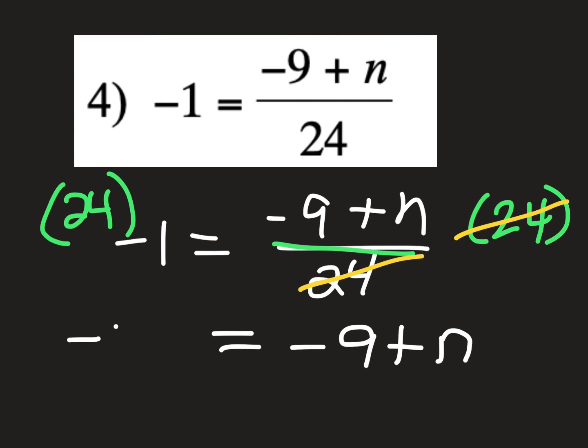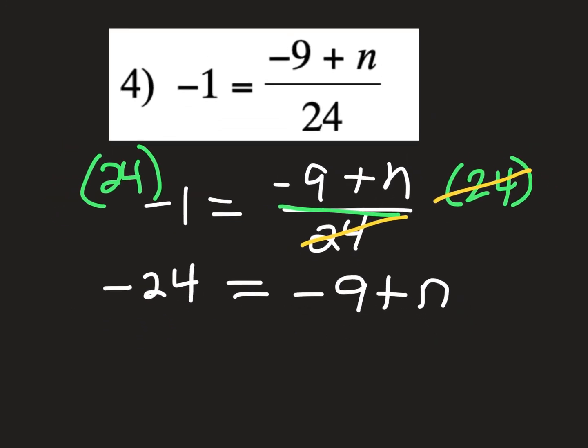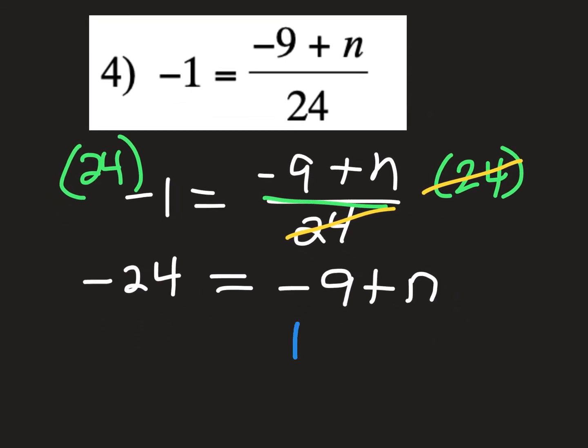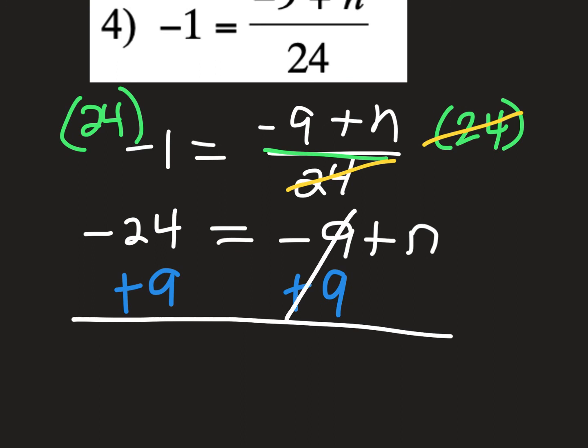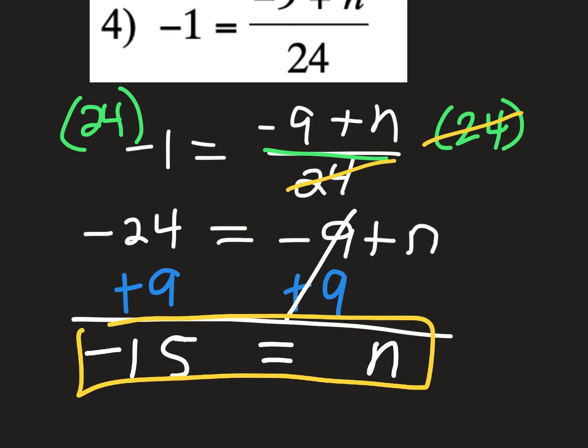If you multiply the right-hand side by 24, you've got to multiply the left-hand side by 24. So that is going to give you negative 24. Now we need to cancel out the minus 9 with a plus 9. And we need to do that on both sides so that I've got n by itself. What I do to one side, I have to do to the other side. So we've got n is equal to negative 15 for your final answer, which means that you should choose option B.